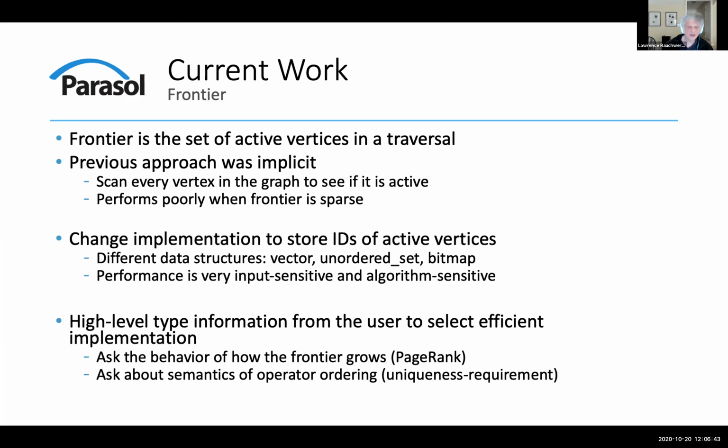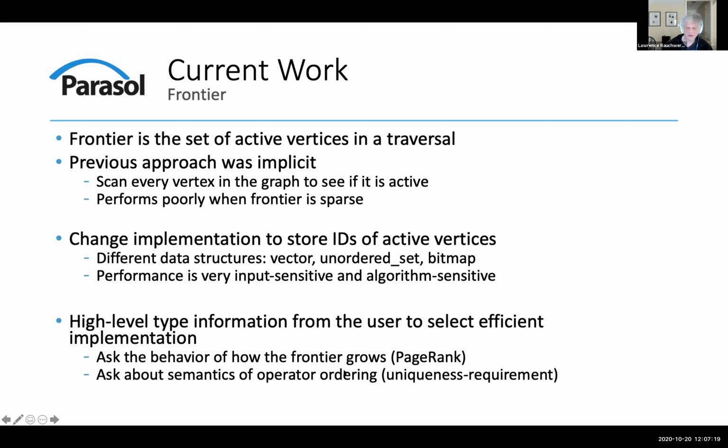So he added this frontier concept, which is actually not that new, to collect a set of active vertices in a traversal. And what he's collecting the frontier into, there are various types of data structures that may or may not be the best. It's kind of experimental what they're trying to do. High-level type information from the user to select an efficient implementation, right?